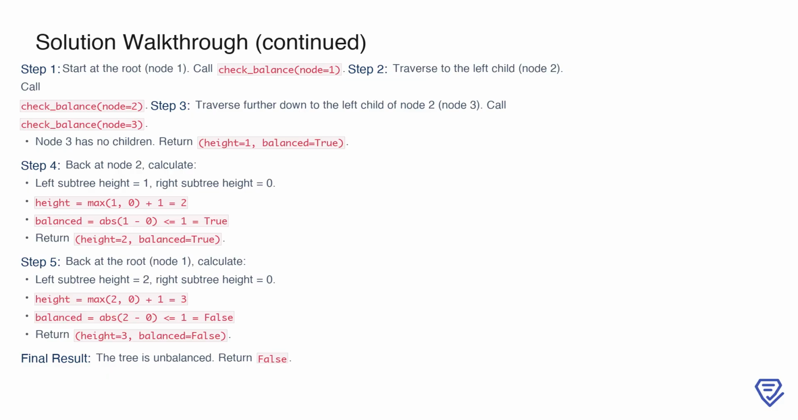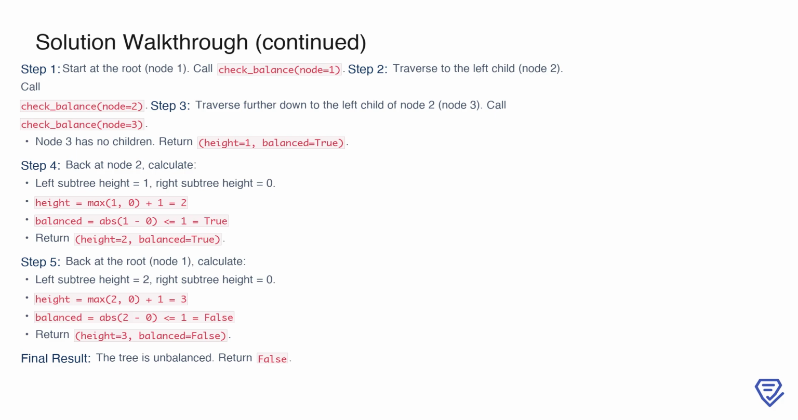This gives a height of max(1, 0) plus 1 equals 2, and the tree remains balanced because the height difference is abs(1 - 0) equals 1. We return a height of 2 and a balanced status of true for node 2. Returning to the root node, node 1, we calculate its height and balance status.